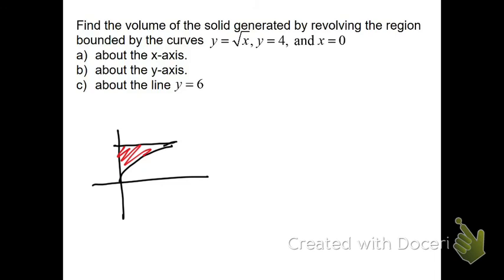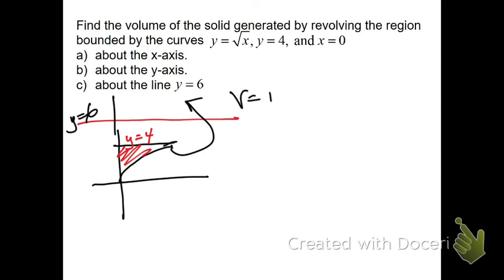We have the same shaded region. This is y equals 4. But now we're going to rotate it around a line, y equals 6. So that's y equals 6. So we're rotating around this line. Is there any space between my shaded region and the axis of rotation? Yes. So that tells me I have to use 2 Rs. Big R squared minus little r squared.